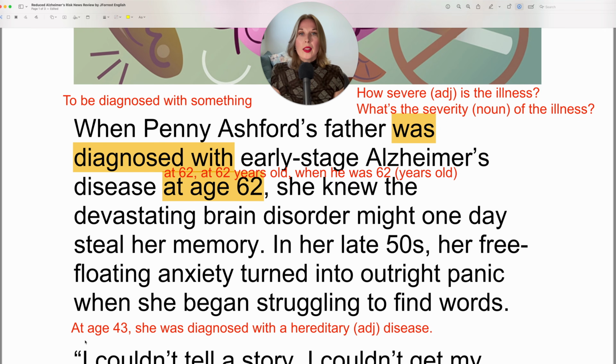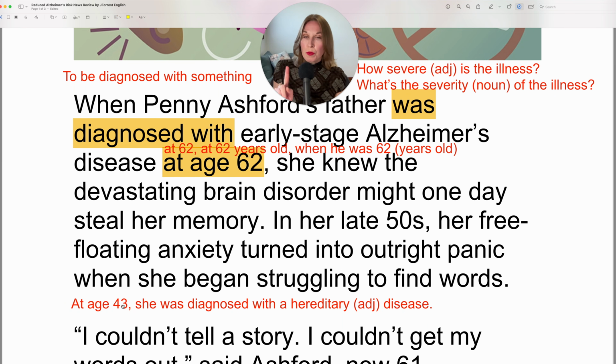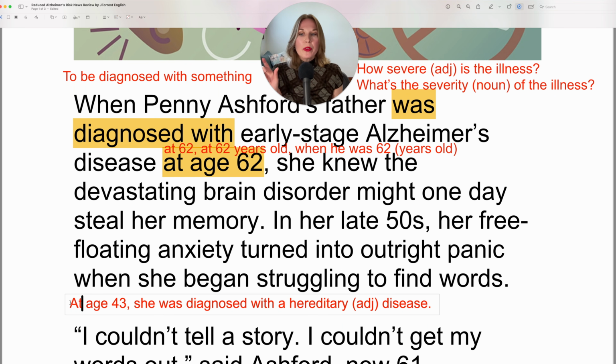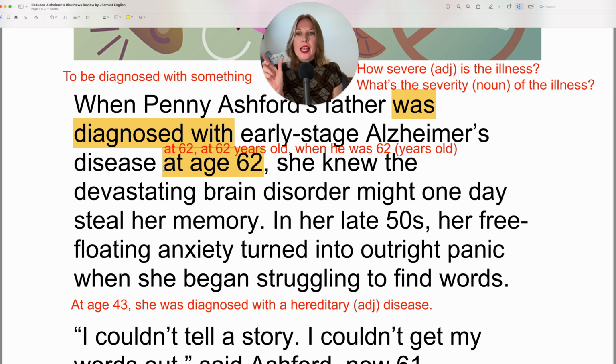Hereditary. Let's review this sentence. At age 43. So notice I'm using this at the very beginning as a phrase to introduce it. So you can do that as well. This at age 62, or any of the options I gave you, you can have this at the very beginning as a phrase. At age 43, she was diagnosed. So the verb to be, of course, in the past simple, she was diagnosed with a disease. And then you can use hereditary.